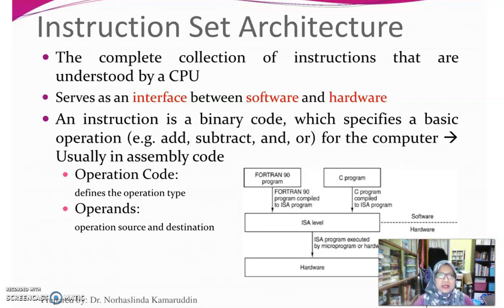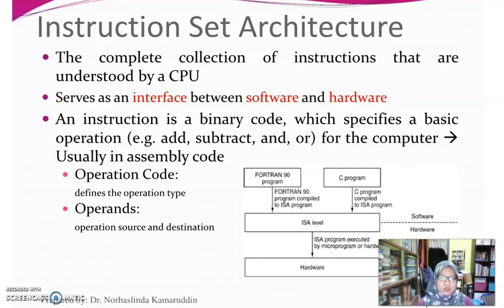Now, in ISA, it basically serves as an interface between software and hardware, because hardware will not understand high level language. We have C++, Java, and PHP, and those are actually high level languages. Those instructions need to be translated into assembly language. An instruction is a binary code which specifies a basic operation, for example add, subtract, and, or, for the computer. And this is typically using assembly code.